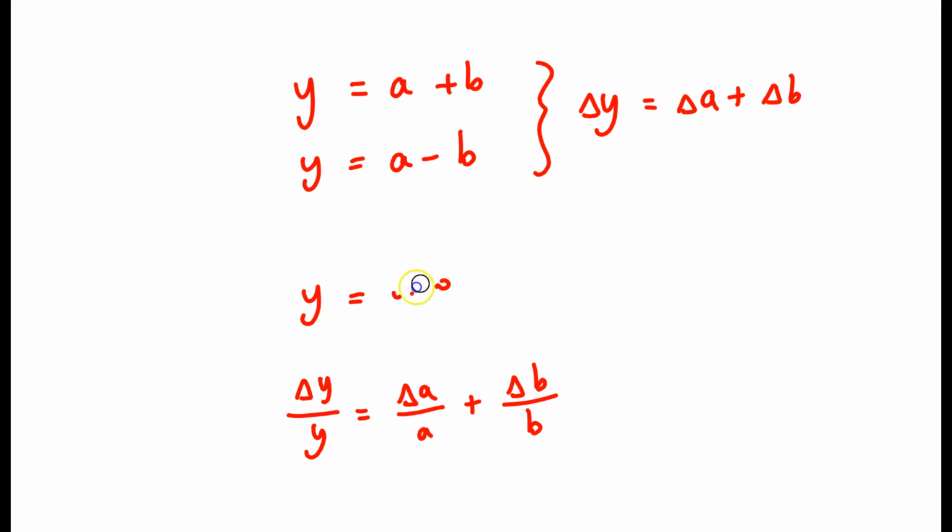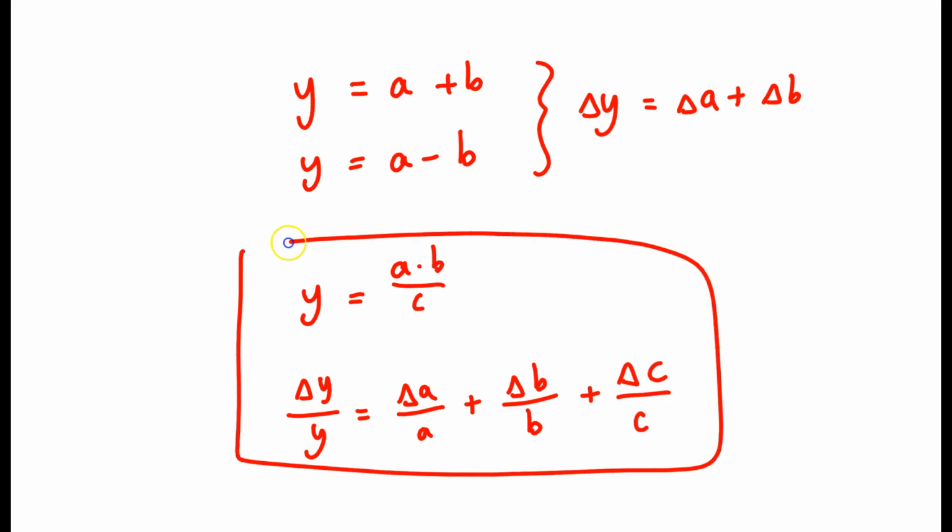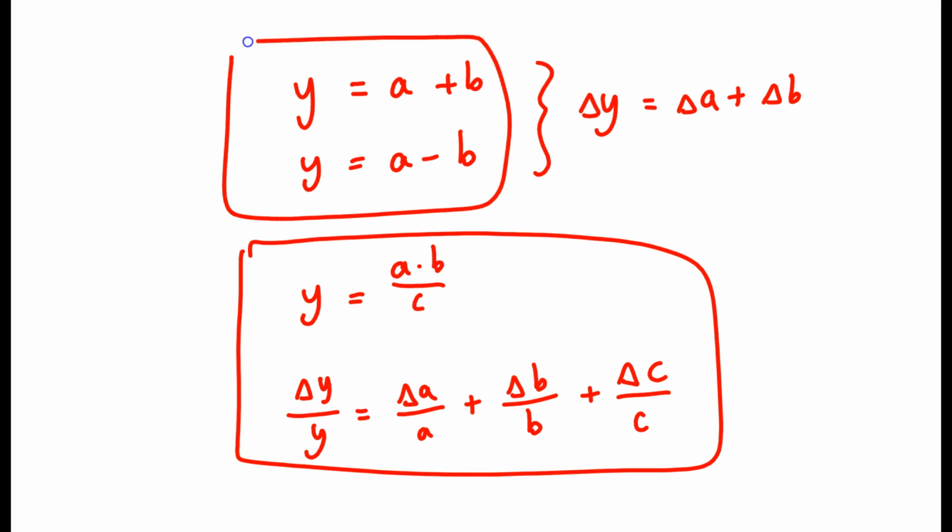What if we take this and we add some division into the mix? Well, in that case, we simply continue the exact same rule. For multiplying and dividing, we add the fractional or percentage uncertainties. For adding and subtracting, we add the absolute uncertainties.